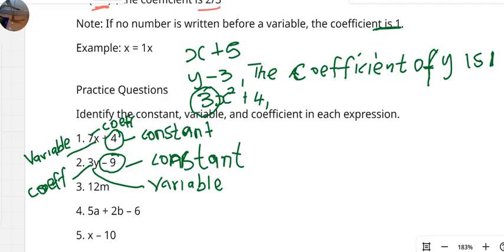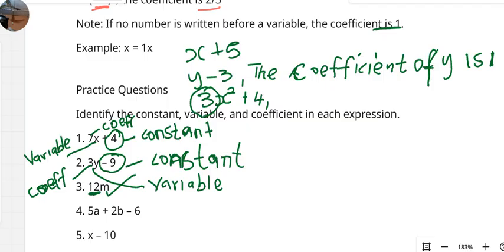Okay, more of this, number 3. Any constant? Pause the video and check. Number 3, I can just see 12m. Is there any number that is standing alone? No. So there is no constant here. Then what of the coefficient? The coefficient is 12. What of the variable? The variable is the alphabet. So the variable is m. Can you see that now?